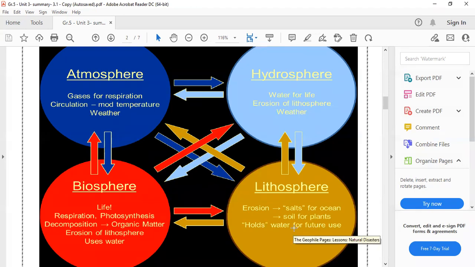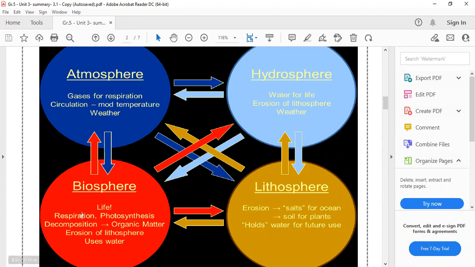Then what about the lithosphere? Erosion, salts for oceans, soil for plants, and it holds water for future use. Yes, the lithosphere, the soil. When you irrigate a plant or provide plants with water, the soil holds on to this water for some time to support the plant with it later, right?